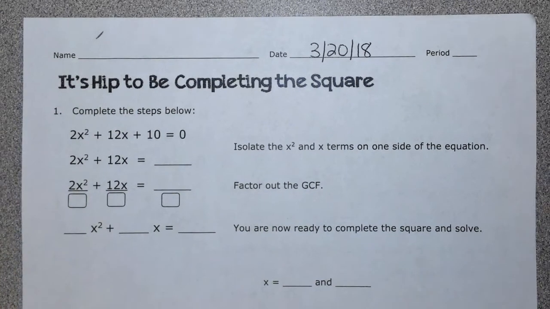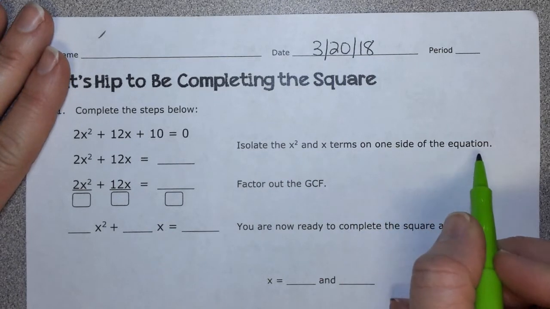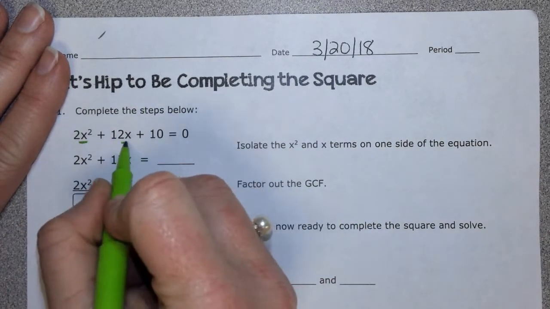Okay, so this worksheet is over completing the square, or using the completing the square method. All right, so for number 1, it wants us to complete the steps below. So first we need to isolate the x squared and x terms on one side of the equation. So they're talking about this and this here.